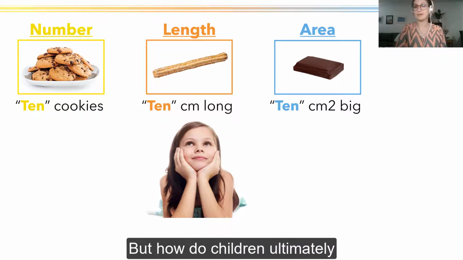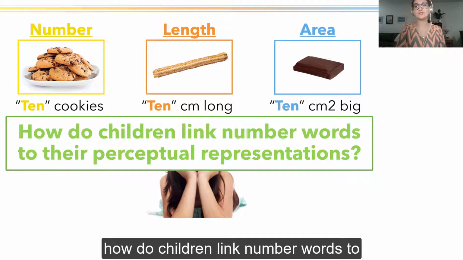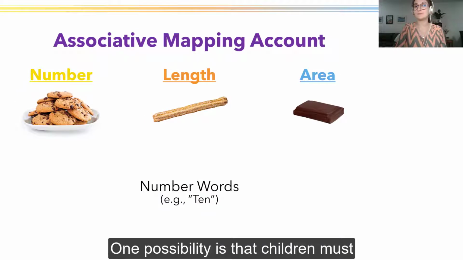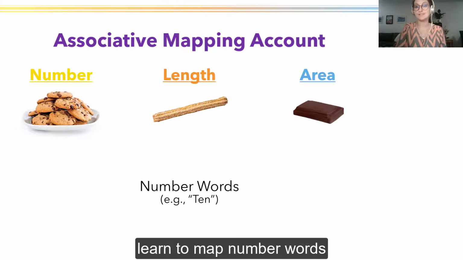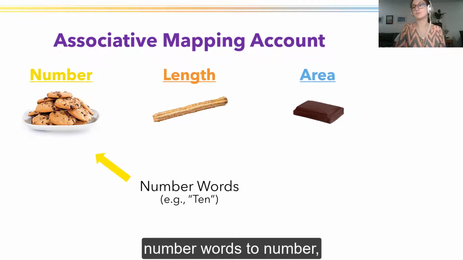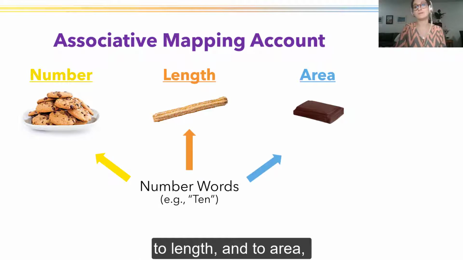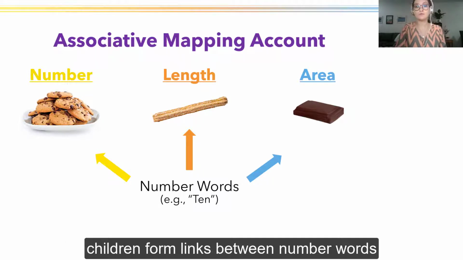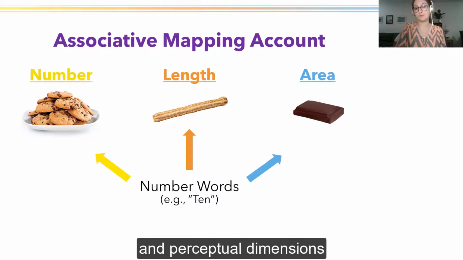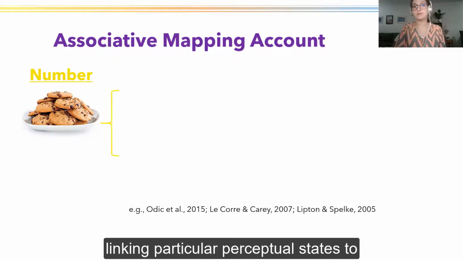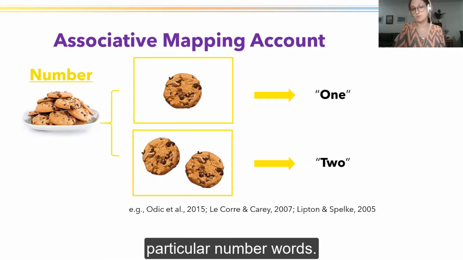But how do children ultimately accomplish this feat? In other words, how do children link number words to their perceptual representations? One possibility is that children must learn to map number words individually to each dimension based on independent associations. That is, they must learn to associate number words to number, to length, and to area, all independently of each other. And so, under an associative mapping account, children form links between number words and perceptual dimensions through forming item-specific associations, linking particular perceptual states to particular number words.